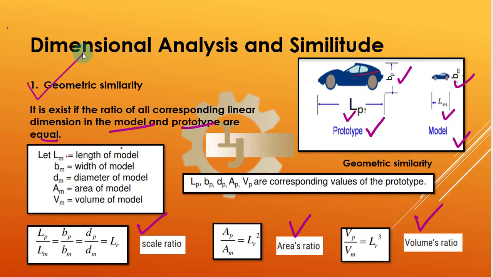LM is the length of the model, BM is the width of the model, DM is the diameter of the model, AM is the area of the model, and VM is the volume of the model. And by putting P in the suffix, we get our corresponding values for the prototype, that is LP, BP, DP, AP and VP. These are the length, width, diameter, area and volume of the prototype.